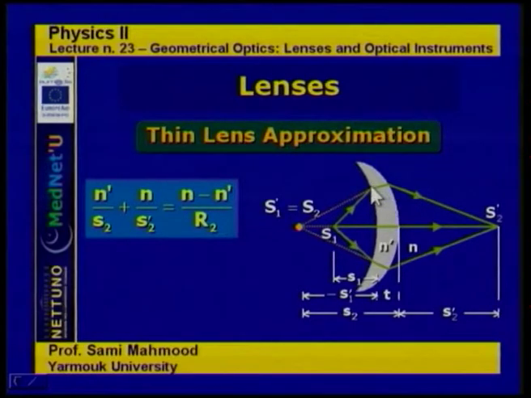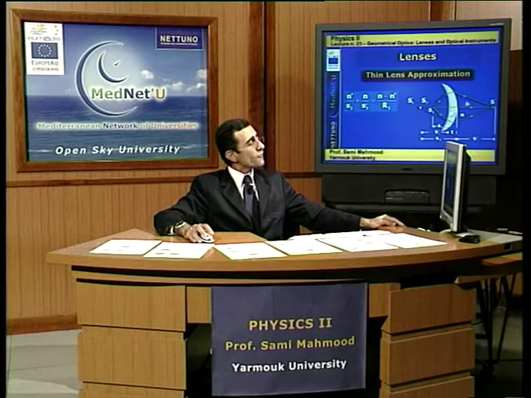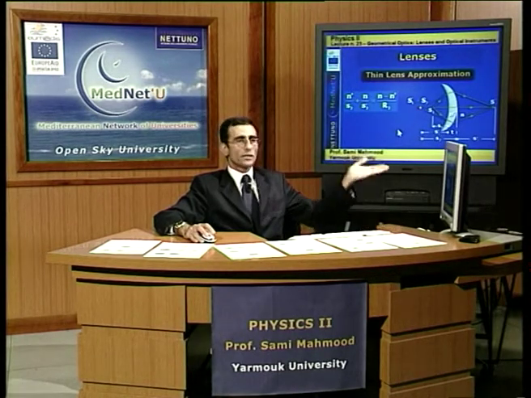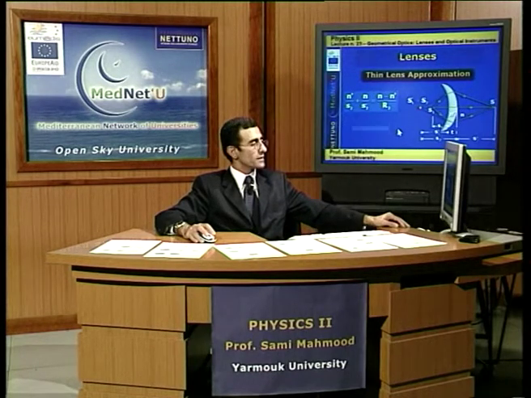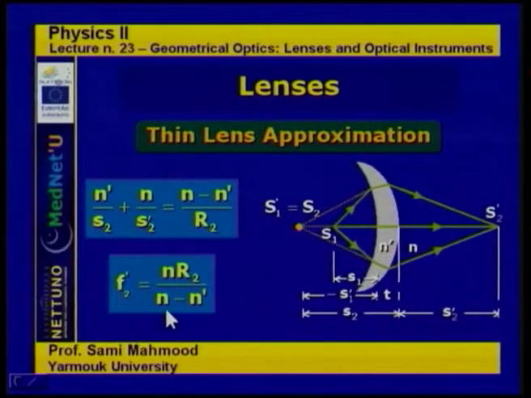Then when we take into consideration the second surface, n prime, which is the material of the lens itself, where the light is coming from, divided by s2, the object distance with respect to the second surface, is equal to n, the index of refraction of the material where the image is formed, divided by s2 prime, the image made by the second surface, is equal to n minus n prime over R2, the radius of curvature of the second surface. So this is as far as the second surface is concerned. These relations are exactly the same as we have derived before for a spherical surface. And we find that the second focal point, f2 prime, is equal to nR2 over n minus n prime.